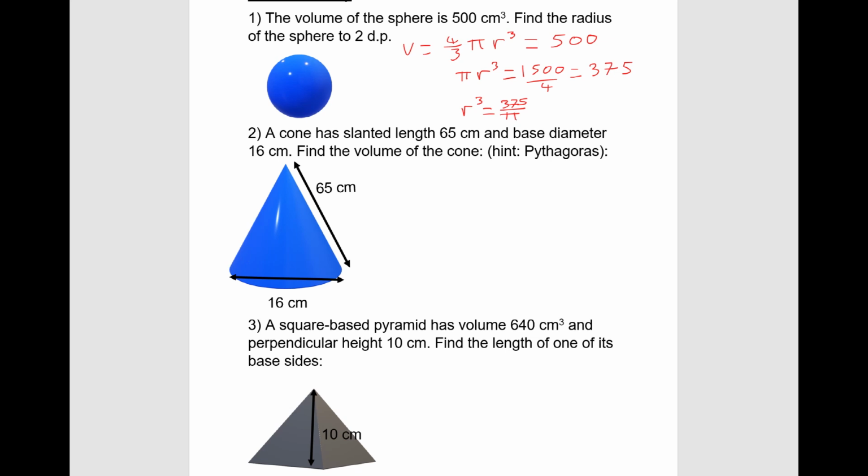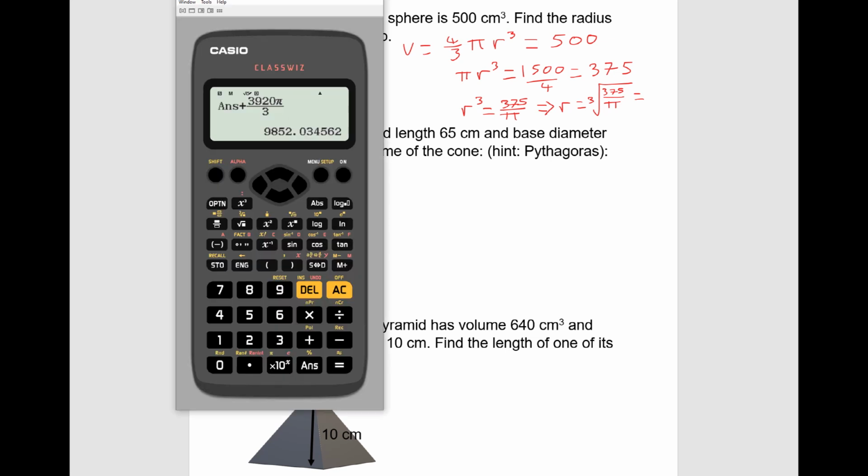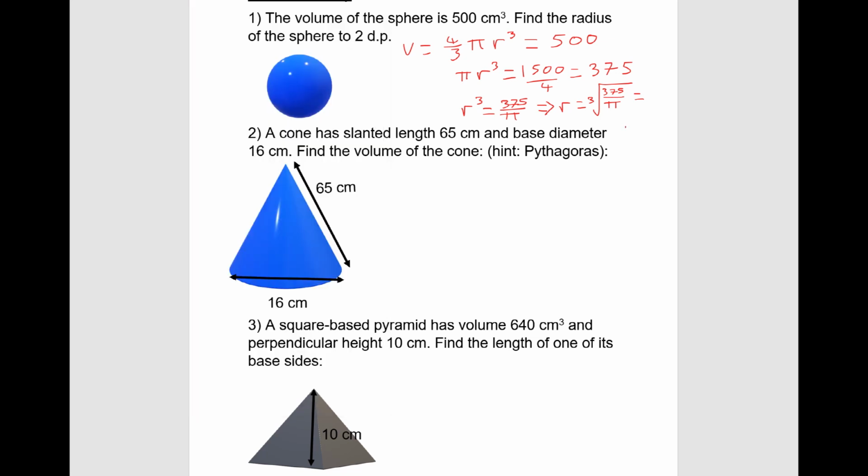The opposite of cube is cube root, so I could now cube root both sides, giving me the cube root of 375 over pi. I could put it into my calculator, so we have shift cube root 375 over pi. And we get an answer of 4.92 centimeters.